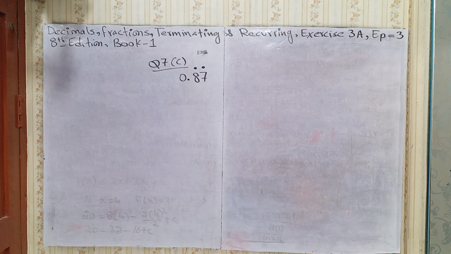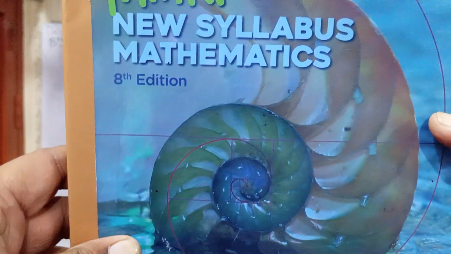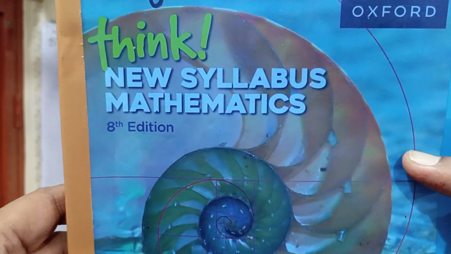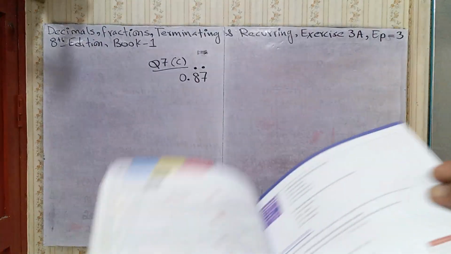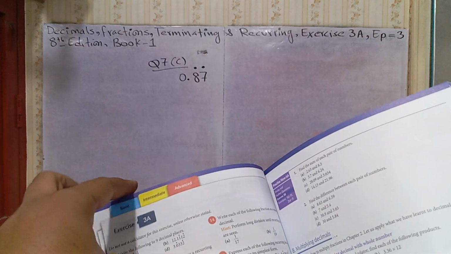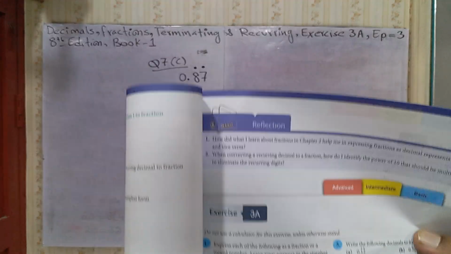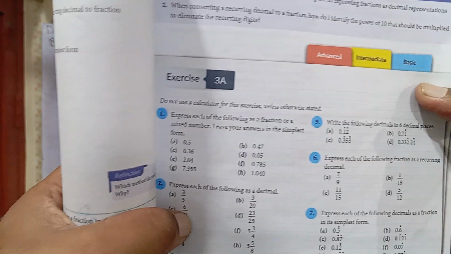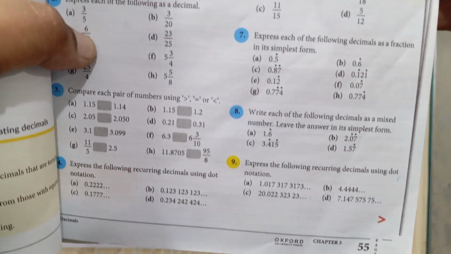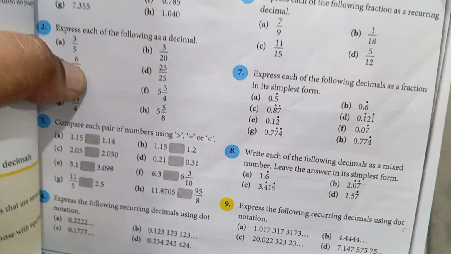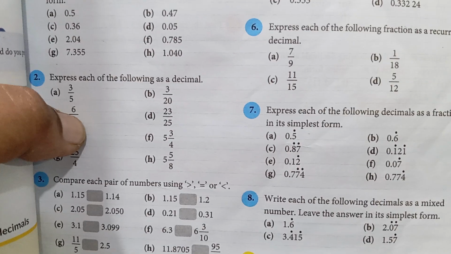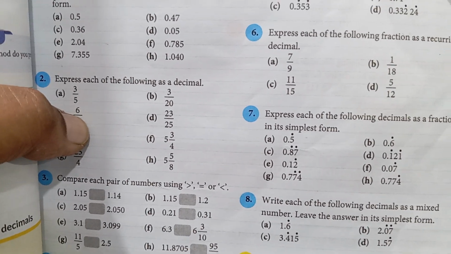So this is Book 1, 8th edition. Let me show you the book. This is the Oxford University Press book, and this is Book number 1. We are working on Exercise 3A. Let me show you the exercise. We are working on question number 7. I'm going to attempt question number 7, C part.